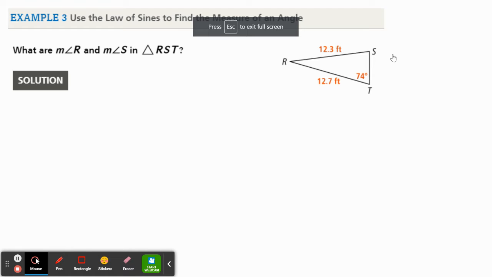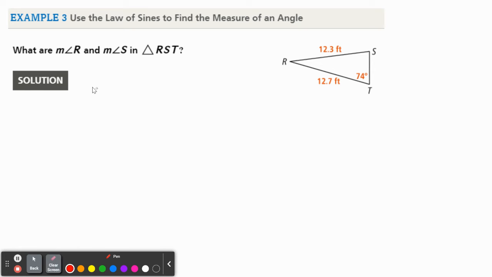All right, so here's example 3. It says, what are the measures of angle R and angle S in triangle RST? And again, we're actually going to solve this triangle. So again, solve the triangle.